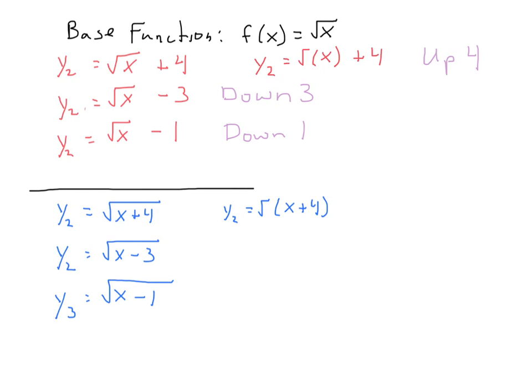And finally, in the third one, y equals the square root of x minus 1. That again is outside, that minus 1 is outside the function right now, and that moved it down 1 unit. So again, what I did is I ended up subtracting 1 from every y coordinate.